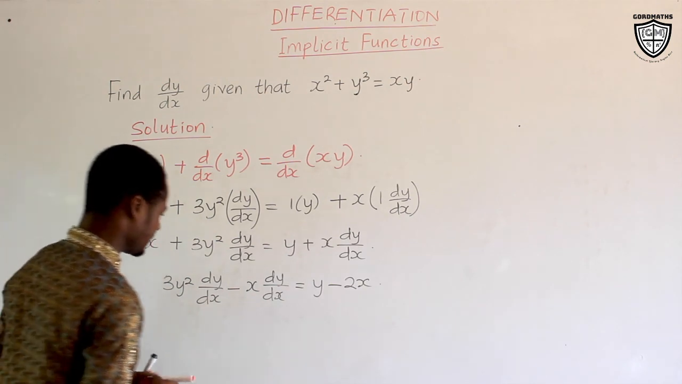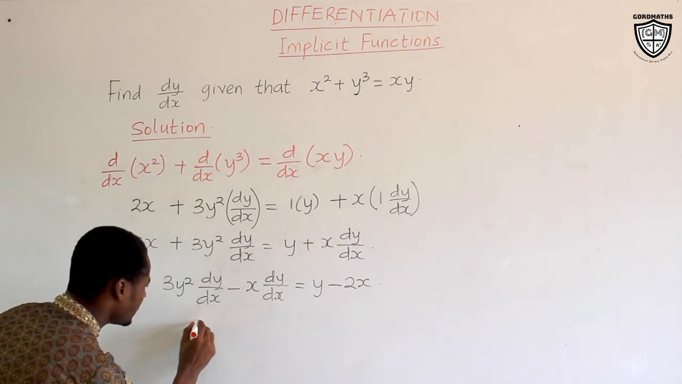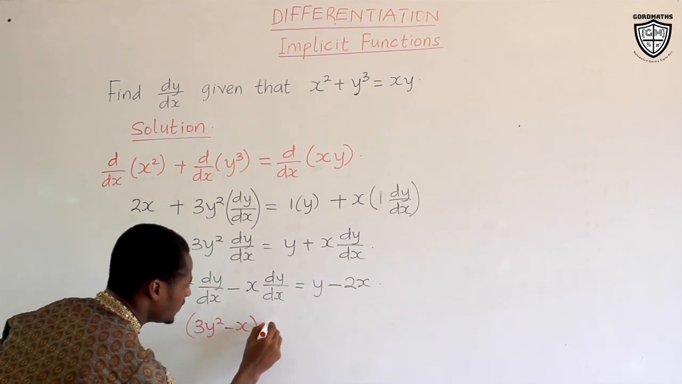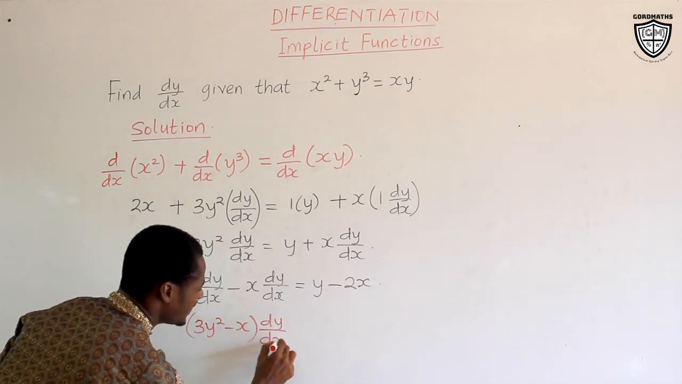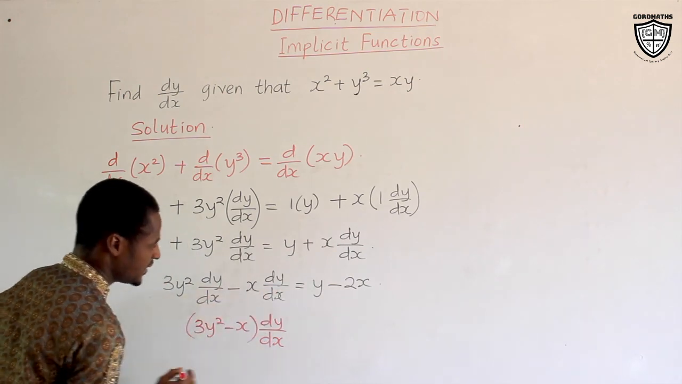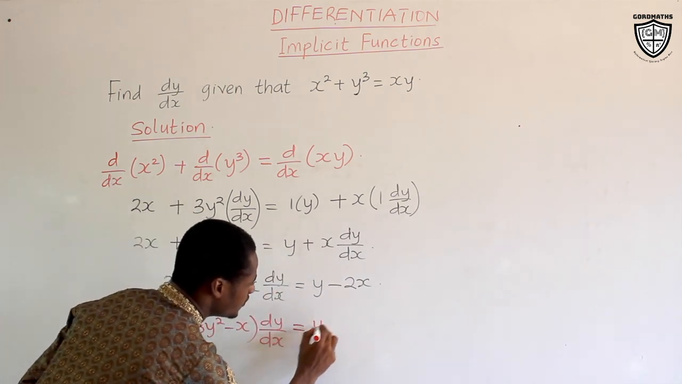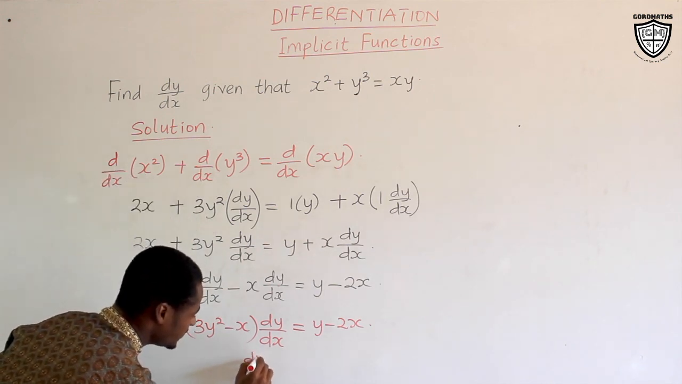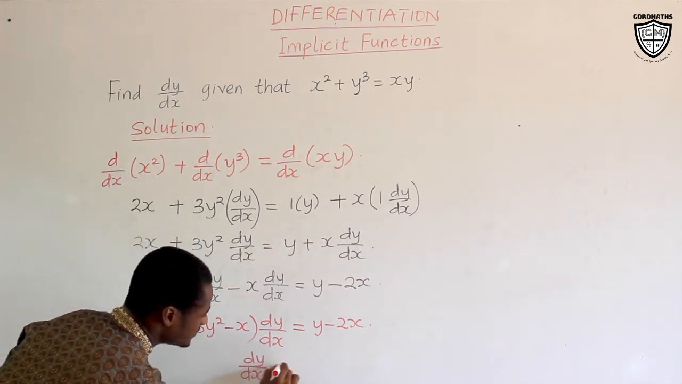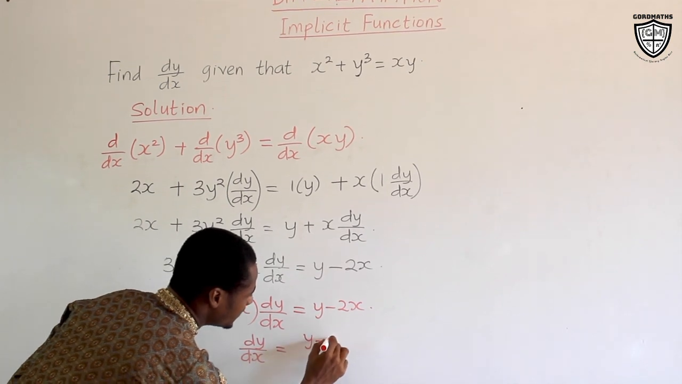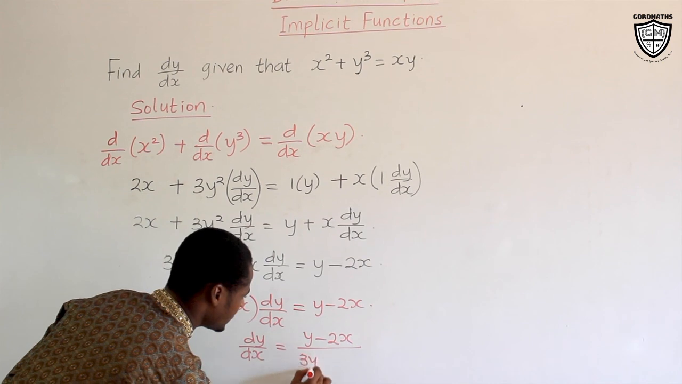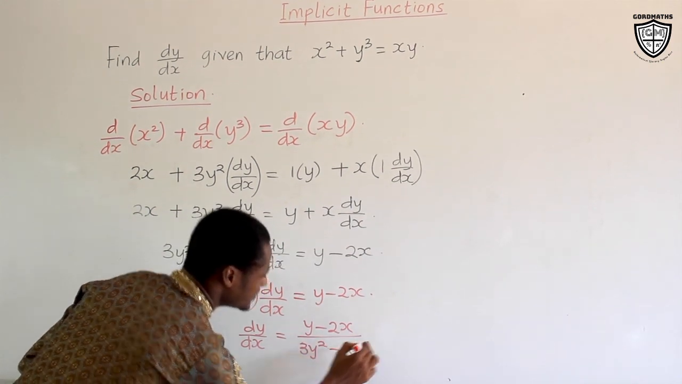So finally, we will have 3y squared minus x, all multiplying dy dx. That is when we factor dy dx out. It's equal to y minus 2x. So finally, we will have dy dx to be equal to y minus 2x all over 3y squared minus x.